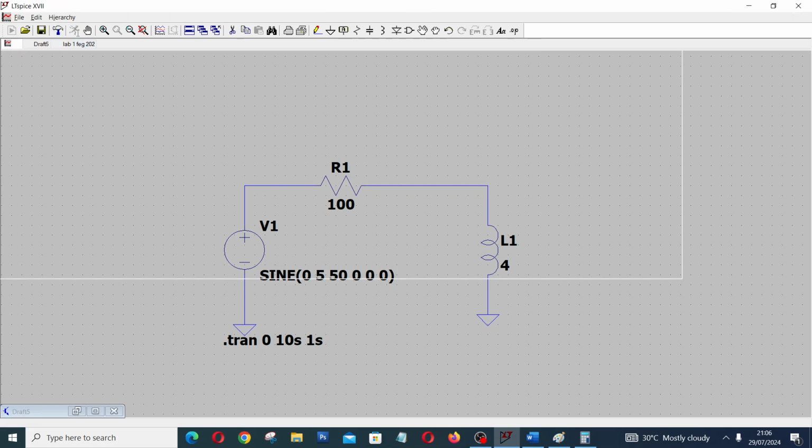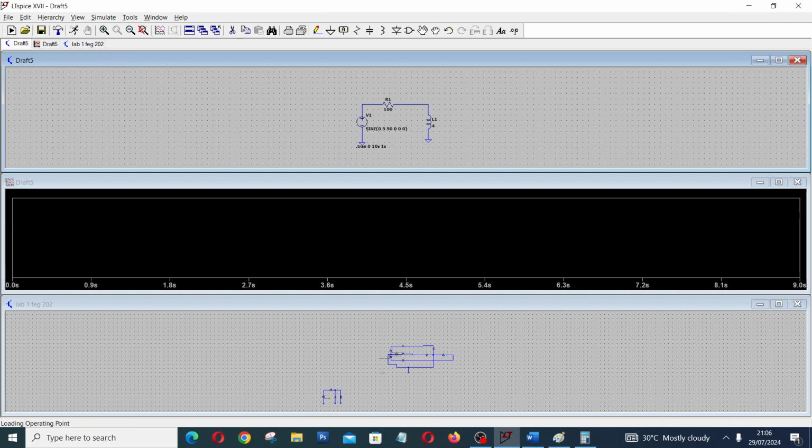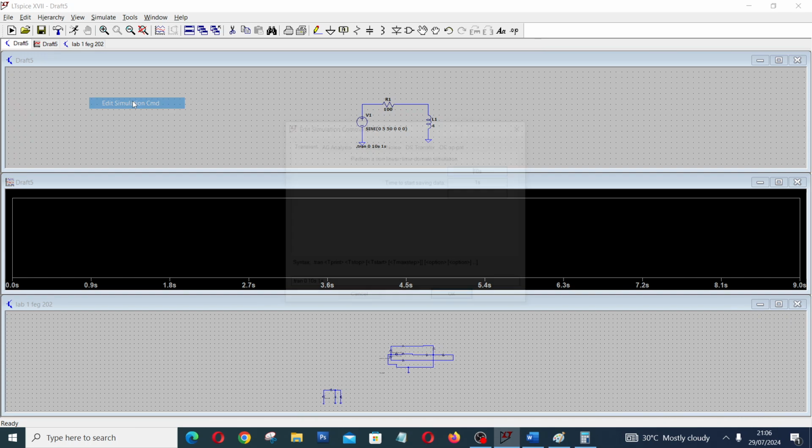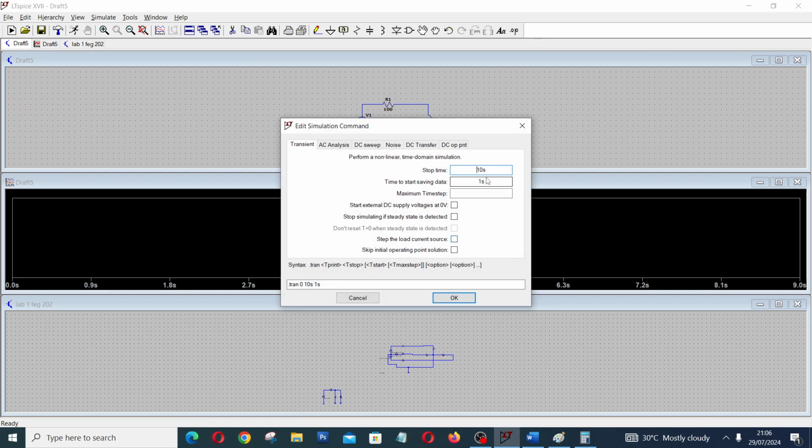Then you go to simulation. Let me show you the kind of simulation we are doing. We are doing transient analysis, and the stop time is 10 seconds. We want the simulation to run for 10 seconds. Then for the time to start saving data, I choose 1 second, so that the circuit must have become stable. Remember, the frequency is 50 Hz, which means the period is 0.02 seconds. So at 1 second, the system is stable. So you click on OK.